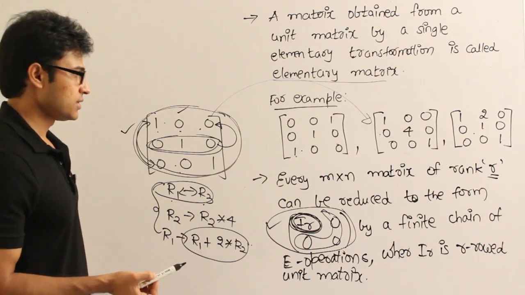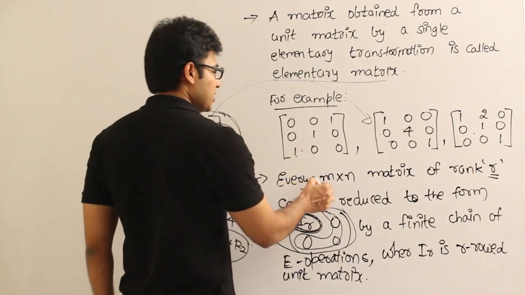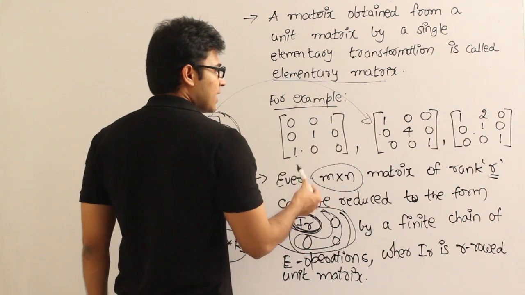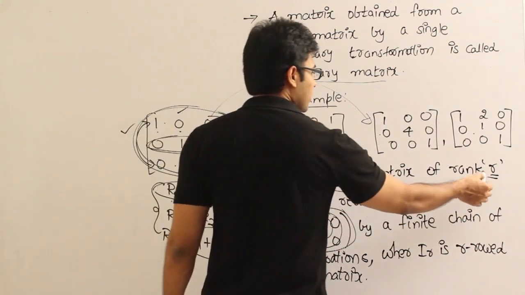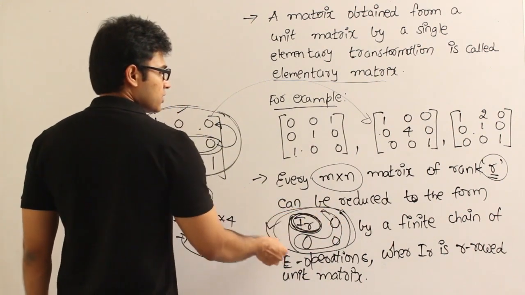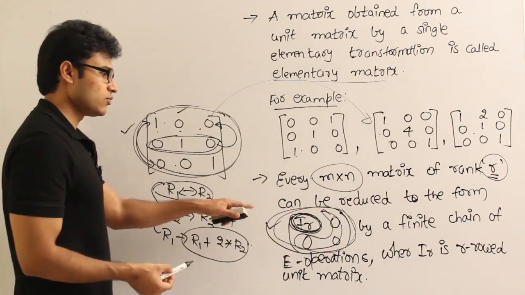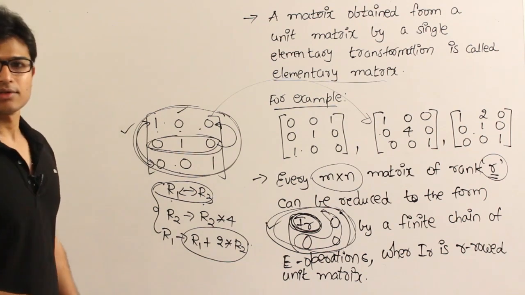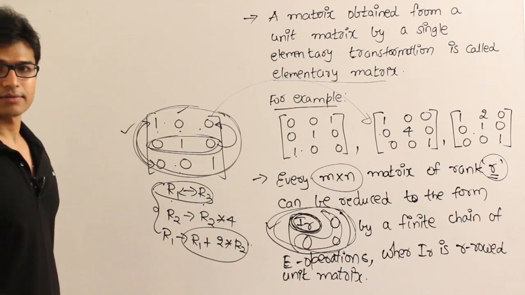So what I mean to say is, if you have any big matrix of size m by n, and you find out that its rank is R, then we can always reduce it to the form I_R with zeros. We shall see more examples on this. You'll understand this point clearly. Later we shall see that point.